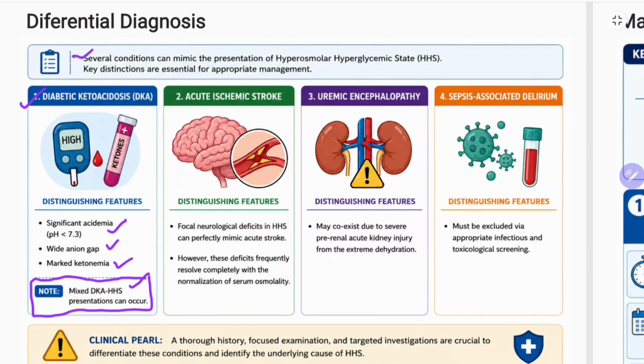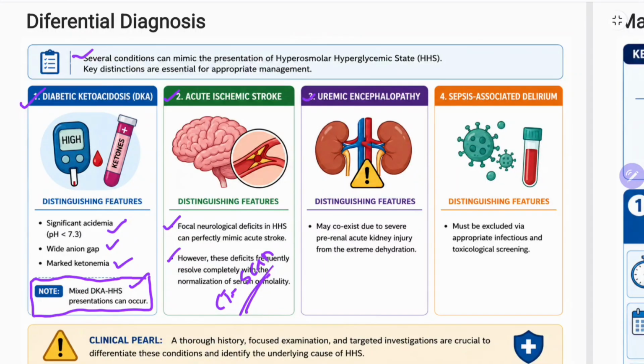Now if the patient has focal neurological deficits, then you need to differentiate from acute ischemic stroke. Focal neurological deficits in HHS can perfectly mimic acute stroke. However, these deficits frequently resolve completely with normalization of serum osmolality, but still you need an urgent CT scan, because these patients are also prone to thrombotic events because of hypercoagulability of blood.